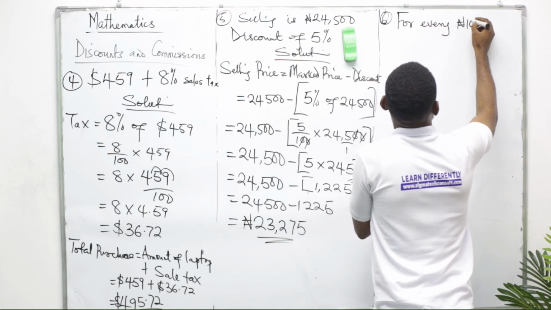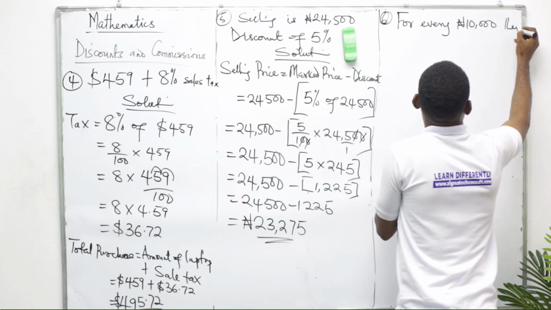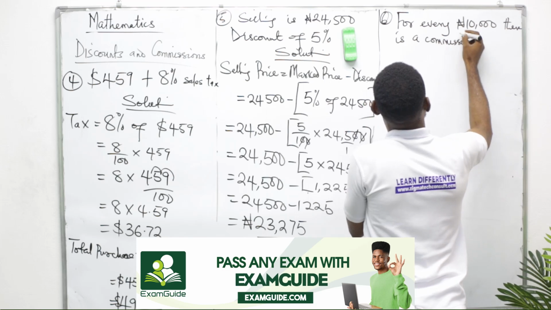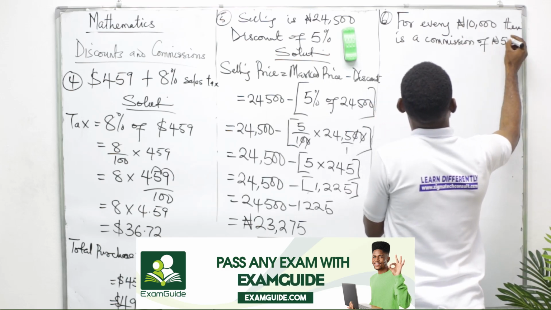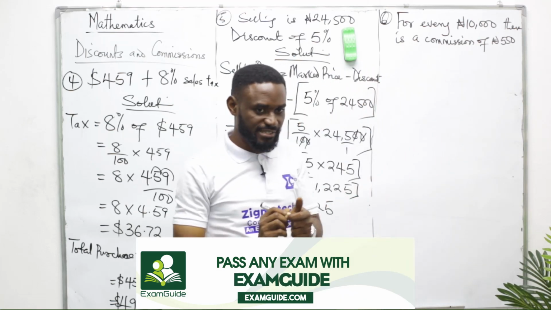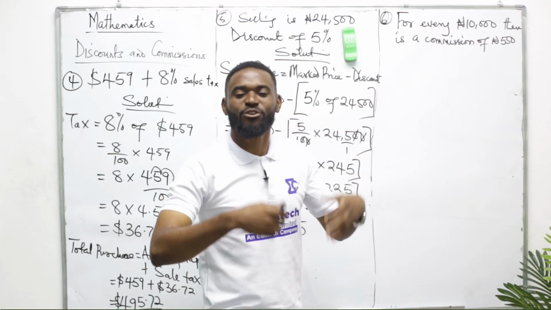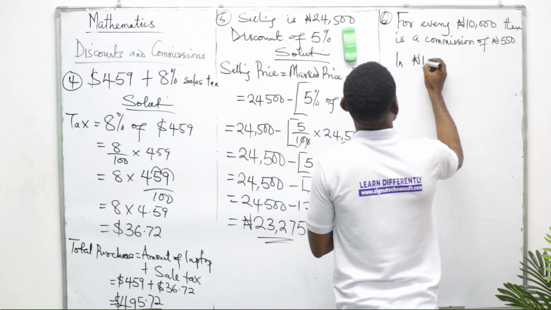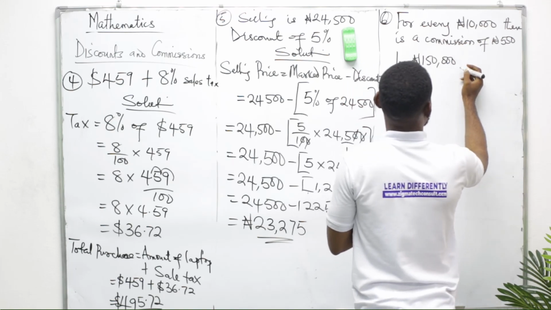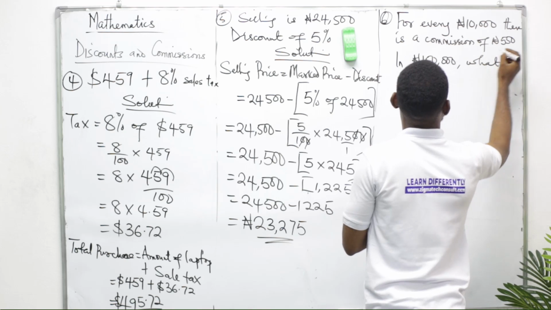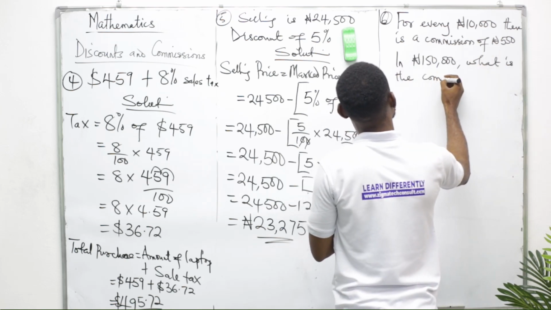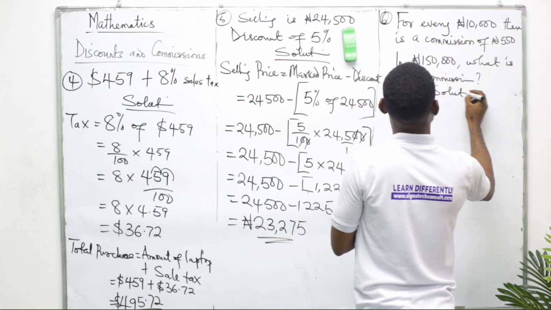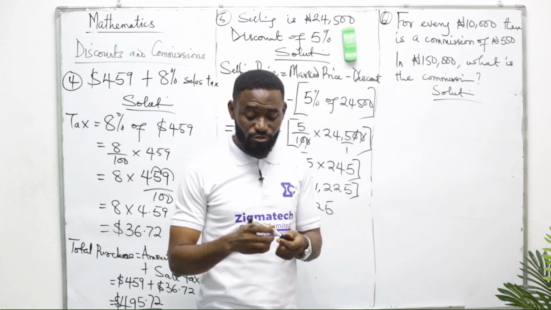Okay? So the question is, for every 10,000 naira, there is a commission of 550 naira. You get that? So what will be the commission in 150,000 naira? Now, I have twisted this question in a simpler way so that you have a better understanding of what the question is.